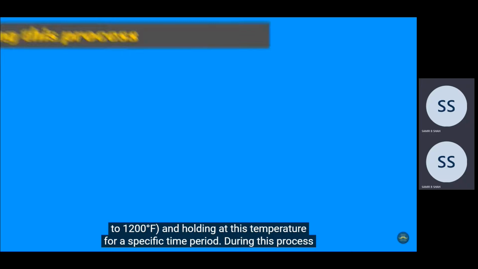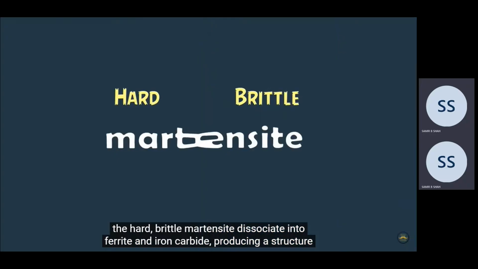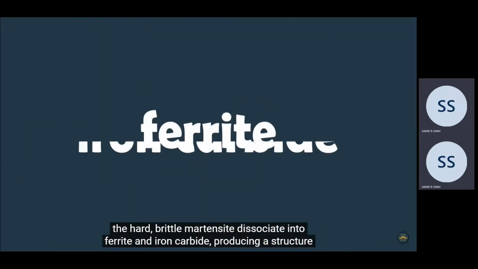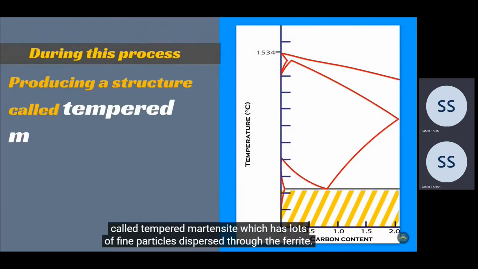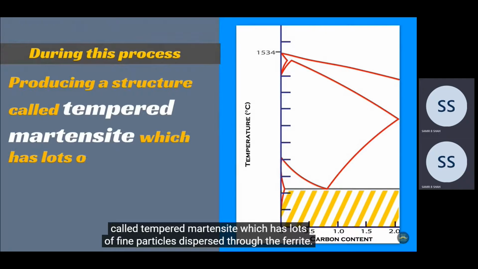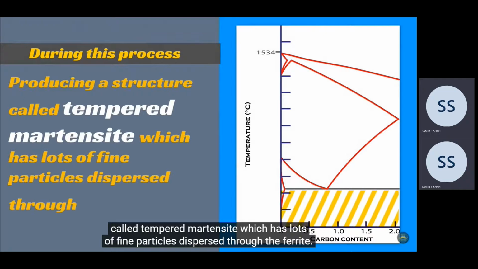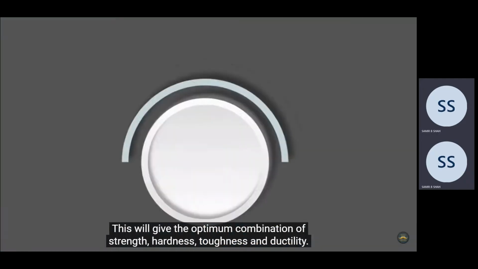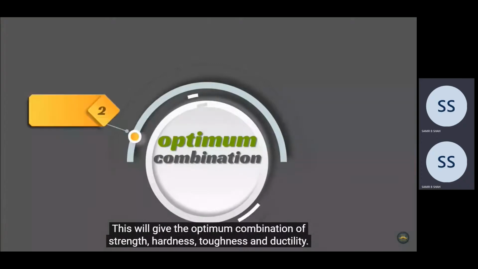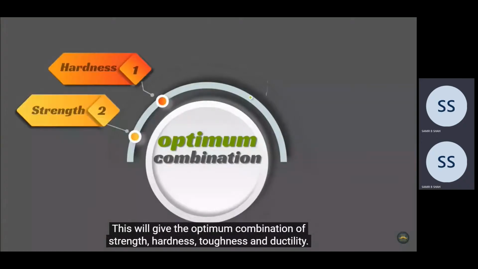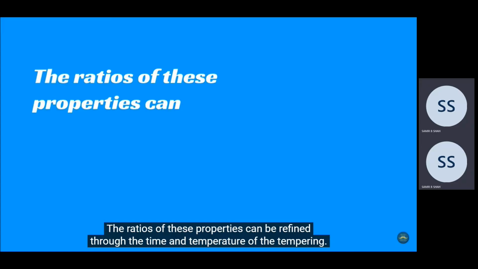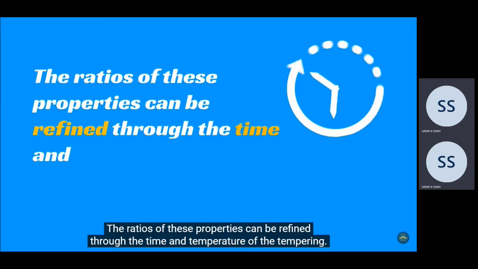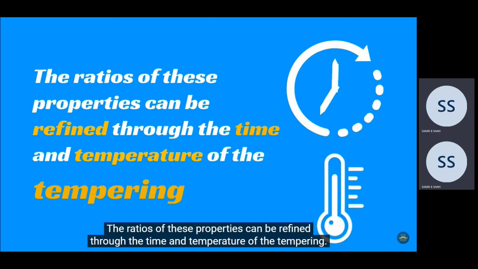During this process, the hard, brittle martensite dissociates into ferrite and iron carbide, producing a structure called tempered martensite, which has lots of fine particles dispersed through the ferrite. This will give the optimum combination of strength, hardness, toughness, and ductility. The ratios of these properties can be refined through the time and temperature of the tempering.